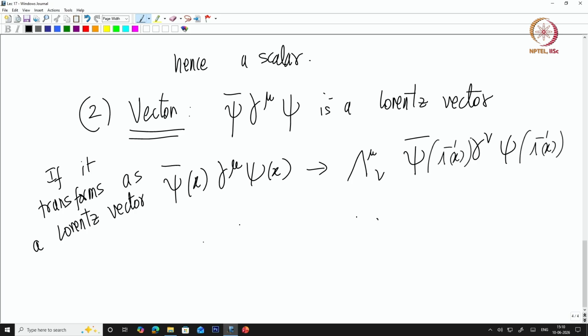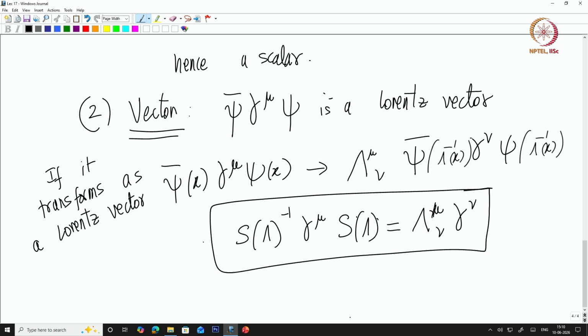we need a condition that S of lambda inverse gamma mu S of lambda is equal to lambda mu nu gamma nu. This is the condition I was mentioning. This is also a condition required for the covariance of the Dirac equation, which you will remember was covered in the relativistic quantum mechanics course, but independent of that course you see that this is the same condition which will appear.